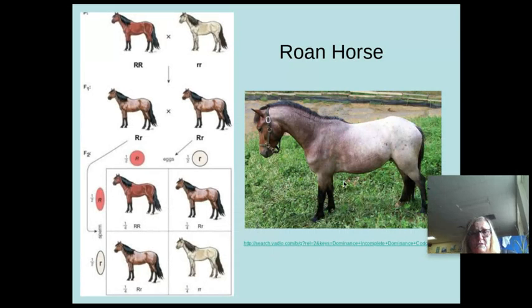Okay, we have roan horses. We also have roan cows. Roan means color red. So you have red. Pretend this is two W's. So when you cross a red with a white, you end up with RW, RW. Okay, if you crossed an RW and an RW, I'm sorry, you'd end up with one RR, one red, two roan, which would be RW, and one WW.